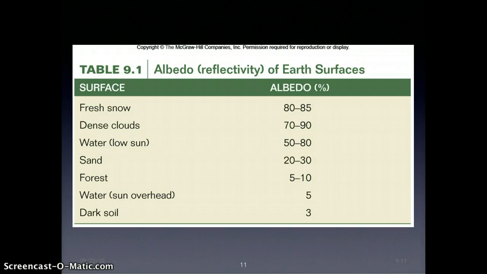Here we see a table that shows us the reflectivity of various surfaces. If you've ever been out in the snow on a sunny day, you will remember that you often need sunglasses because it is so bright. Remember, surfaces that have low reflectivity, like blacktop or dark soil, absorb and re-emit long wavelength energy that we also call infrared energy.